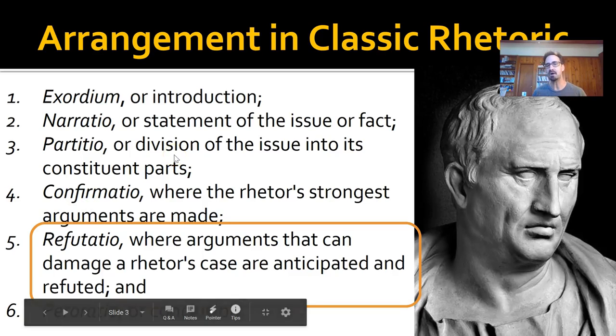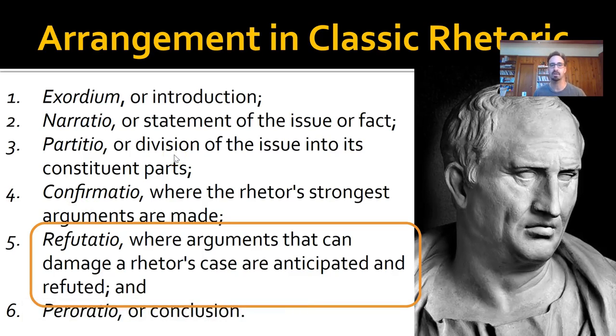So let's talk about where a counter argument might come into your essay. There's no one place where you can say this is where the counter argument goes. It depends on a couple things. So again, remember back with me a couple, 5, 6, 7 years ago, when we talked about arrangement, we talked about the different parts of an argument in classical rhetoric. And so number 5 was where arguments that can damage a rhetor's case are anticipated and then refuted. And this is what we're talking about here. This is the counter argument.